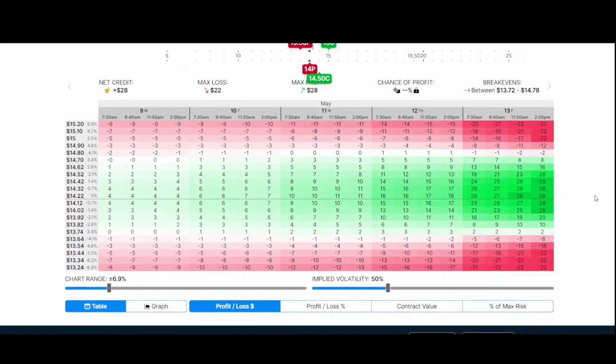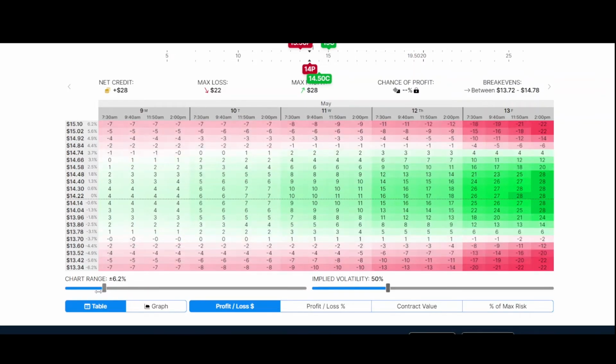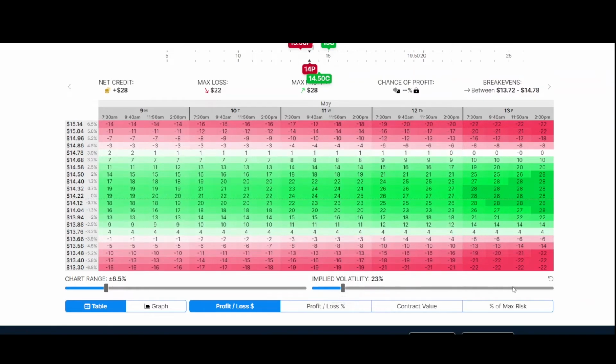All right, so now you can see right here, and this is going to say $28 because this assumes that we're only using one contract. But like I said, if you do multiple contracts, all you do is multiply all of these numbers by the contracts that you chose, and you'll get the correct information. So you can see if you move this chart range around, you can see where the profits are going to be, and this will skew the dollar amounts. You can move around the implied volatility, see how that affects it, but for right now we'll just leave it to what it's at right now.